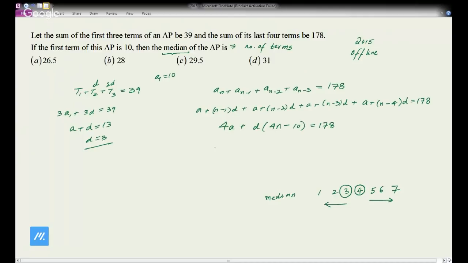Okay, so this gives you 4A. 4A is 40 plus 3 into 4N minus 10 is equal to 178. This is coming out to be 4N minus 40, which will be 138 by 3. So this is 46. So 4N is equal to 56.